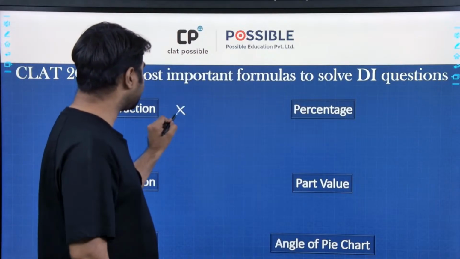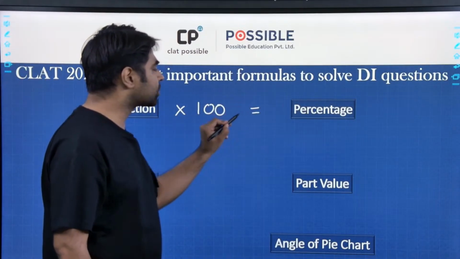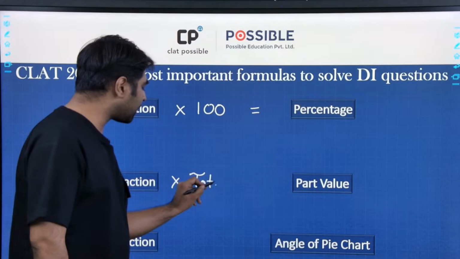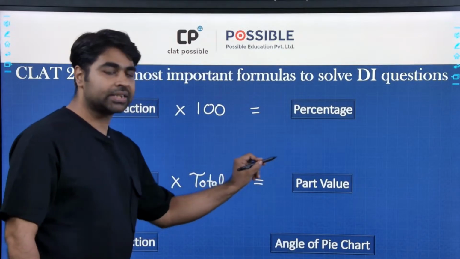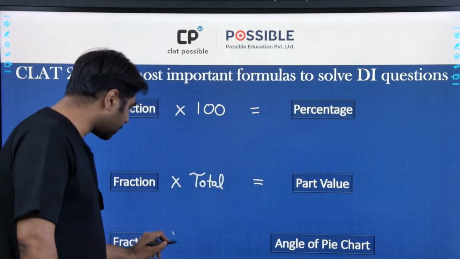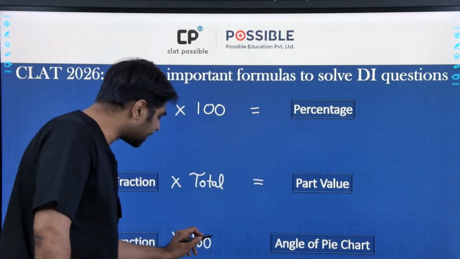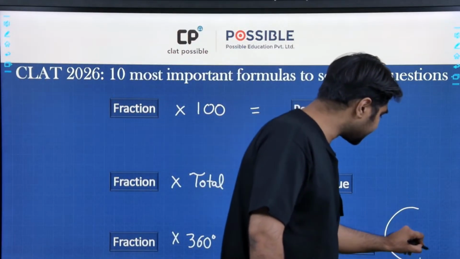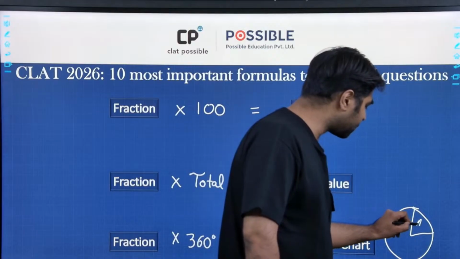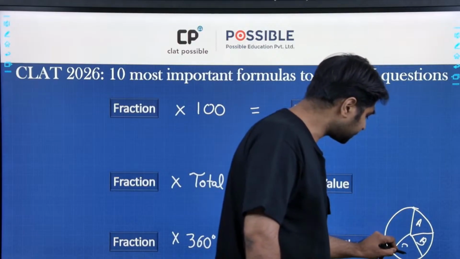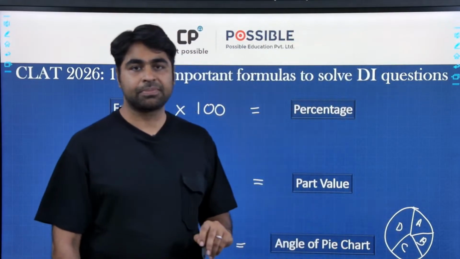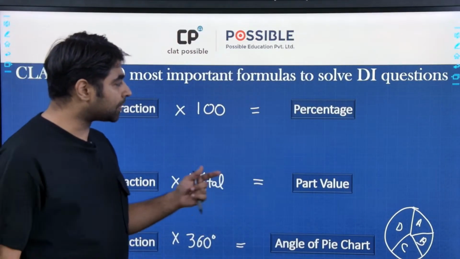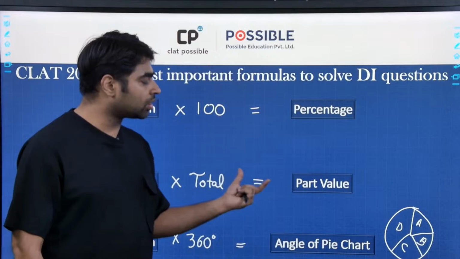So a fraction when multiplied by 100, we already have seen, is equal to percentage. Similarly, a fraction, if it gets multiplied with the total value or the grand total value, will make the part value, and a fraction when multiplied by, let's say, 360 degrees will give me the angle of a pie chart. Say this is a circle in which this portion is A, this portion is B, this is C and this is D. So what is A plus B plus C plus D in terms of angle? It will be 360 degrees. In terms of percentage, it will be 100%. In terms of total, it will be the total value.